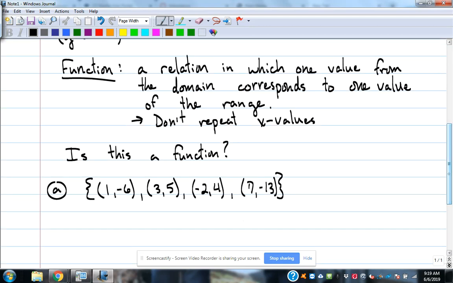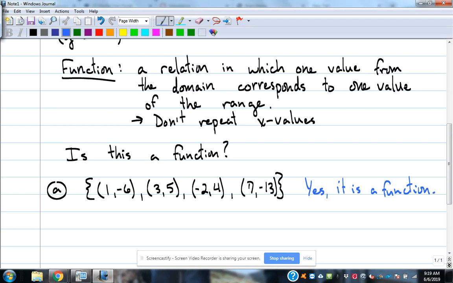But the idea is that it's just a relation that we're trying to test to see if it's a function or not. So the only thing we're looking for, if we're just deciding if something's a function, is look at the x values. The x values are 1, 3, -2, and 7. Do any of those repeat? No. They're all individual, so they don't repeat. So this is a function. So yes, it is a function.